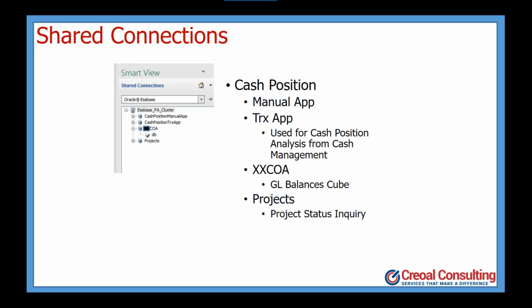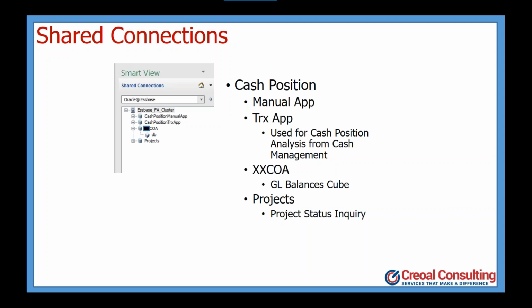Once you connect, you have several different cubes which you can utilize. You will, at the bare minimum, have 1 cube for each chart of accounts that is active in your environment. So if you have 3 charts of accounts, you'll have at the minimum 3 cubes. You could have 3 ledgers, but if they've got the same chart, you'll still only have 1 cube. So the chart structure is really what determines the number of cubes that you have.